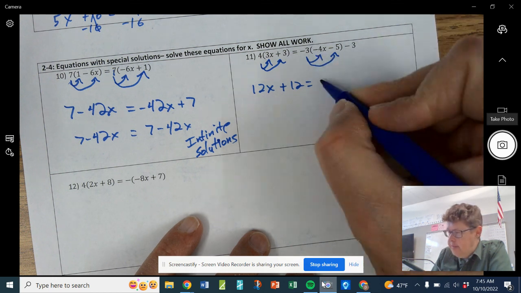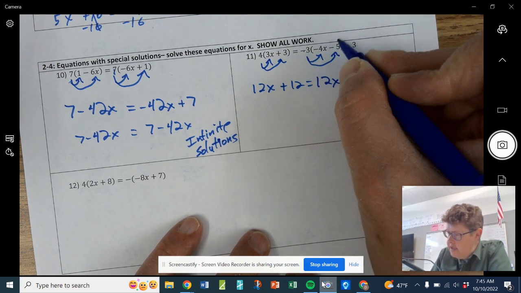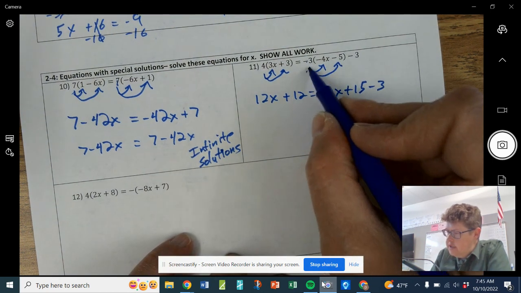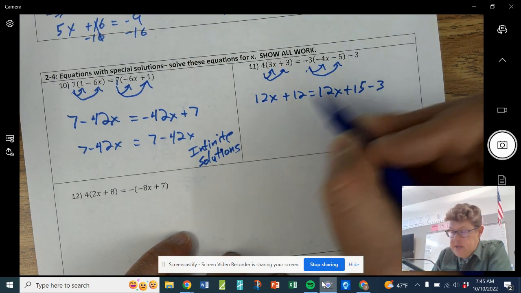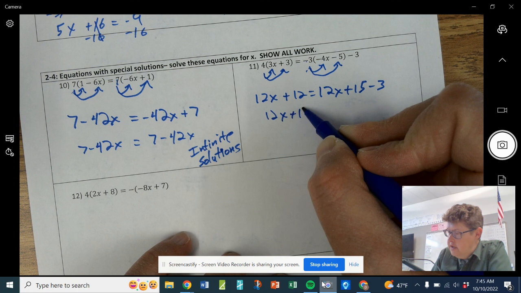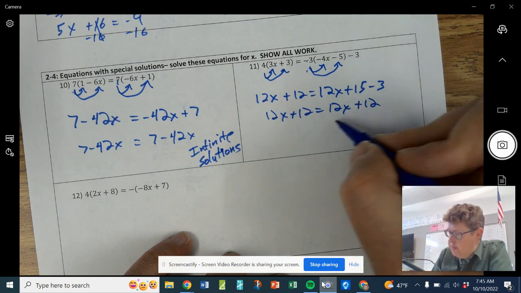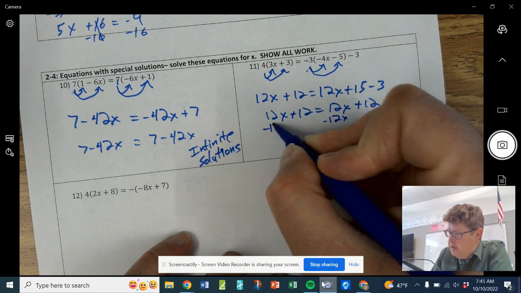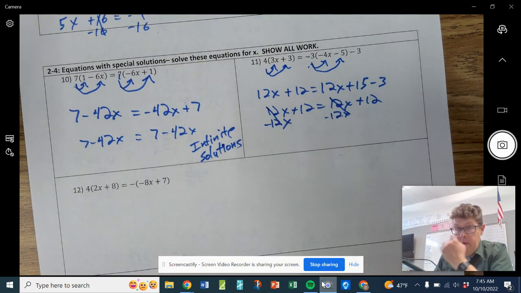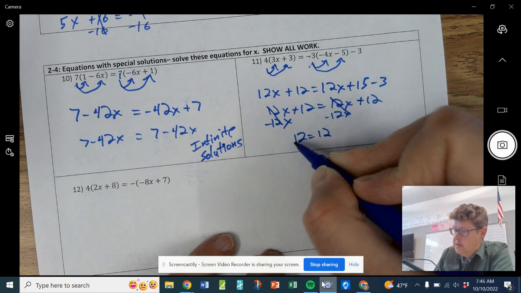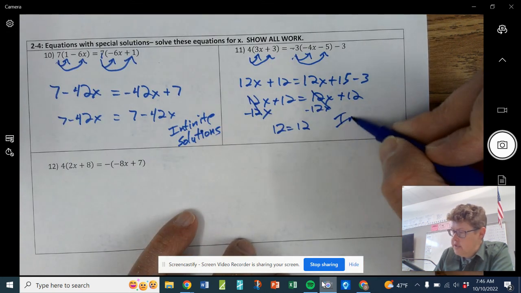Negative times a negative is a positive. Negative times a negative is also a positive. Okay, so yeah, and then I combine these like terms. I get to 12x plus 12 equals 12x plus 12. Let's actually solve this a little bit more to kind of emphasize this, right? Because we got the same thing on both sides, right? I've got 12 equals 12. So same thing on both sides gives you infinite solutions again.